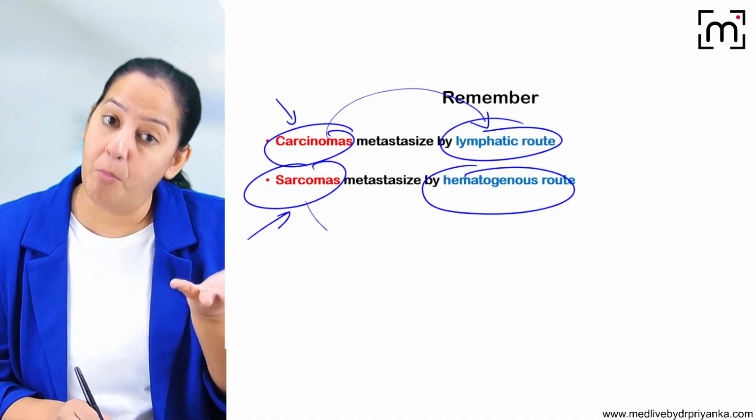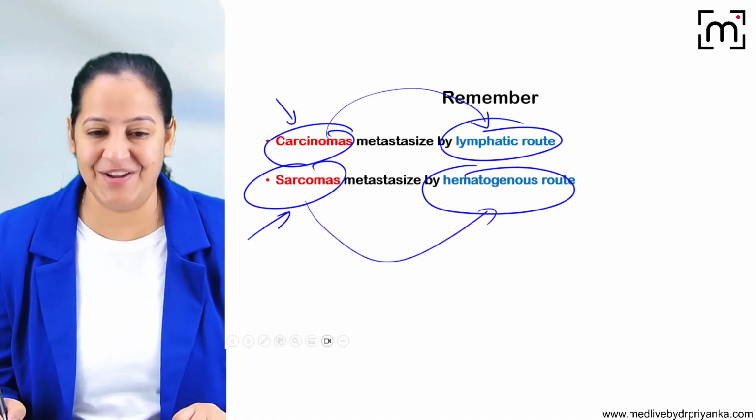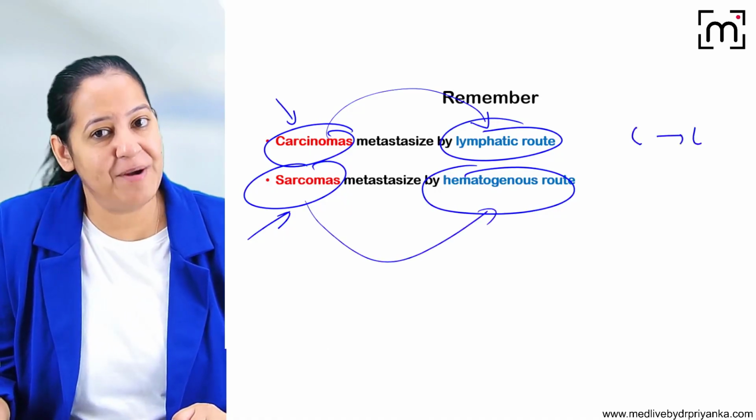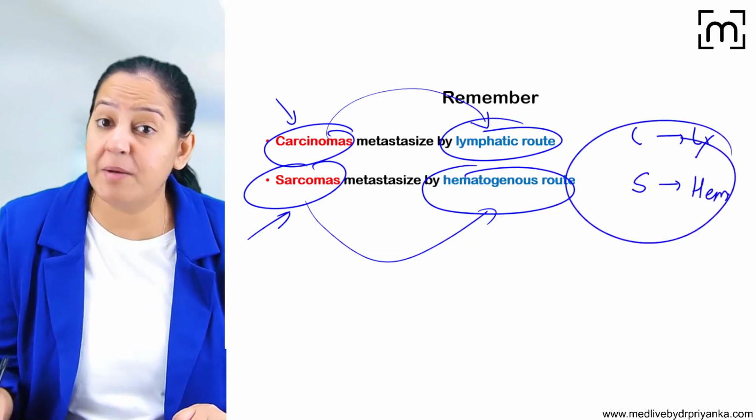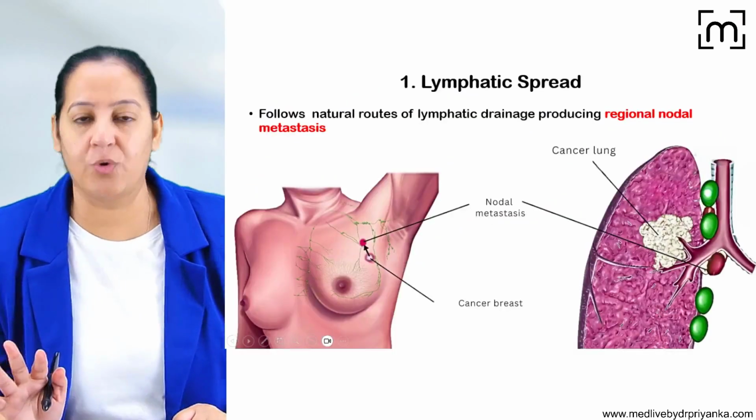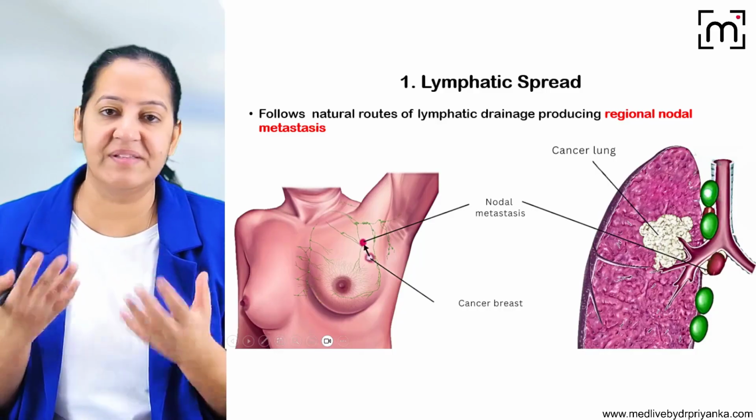And sarcoma spread mostly by hematogenous route. That you have to learn, the general rule: carcinoma spread by lymphatic route and sarcoma spread by hematogenous or blood route. Make some mnemonic and learn it. So this is the basic rule. Now learn the three routes one by one. We will see the details.